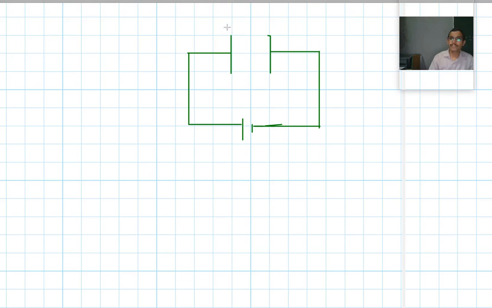So this is the positive plate, say this is the negative plate, and say IC is the current passing through this, and then it emerged out from this second plate, right? So consider charging of a capacitor.